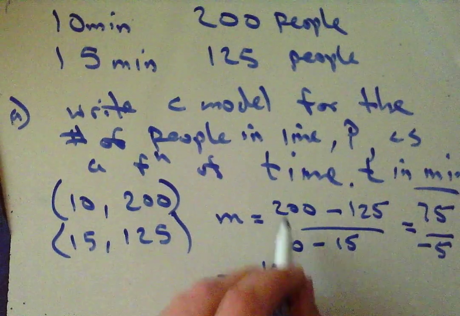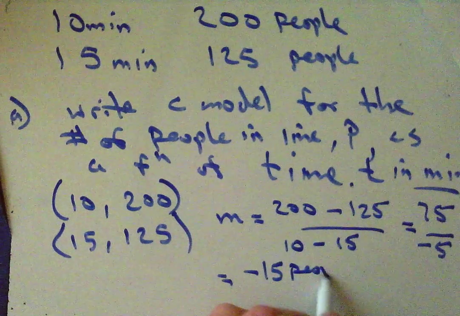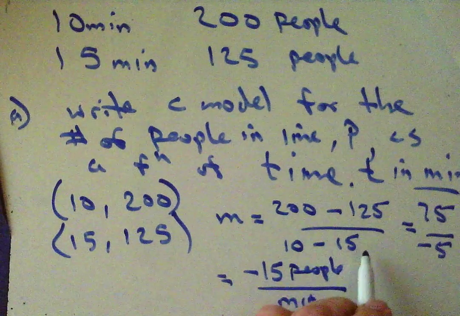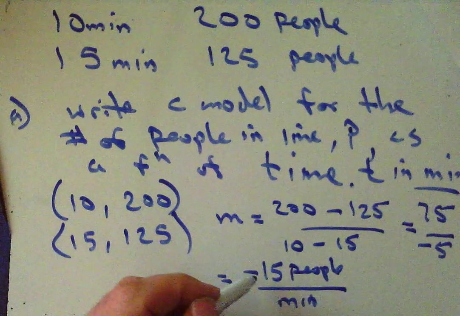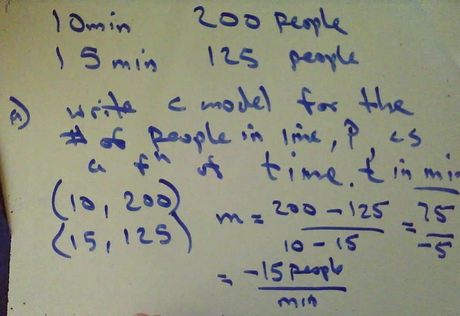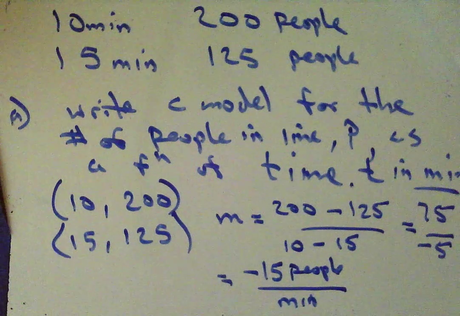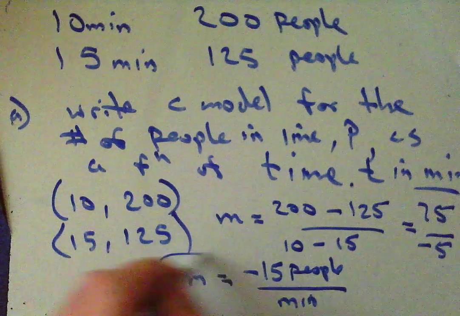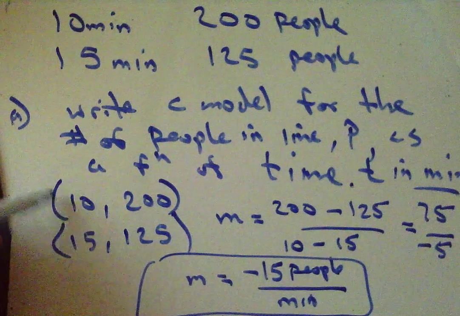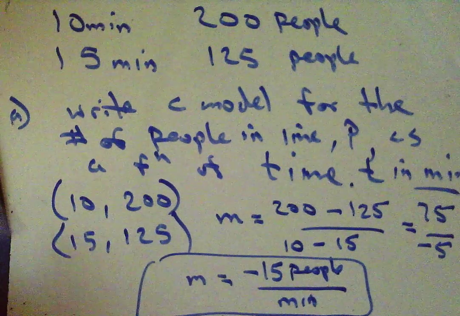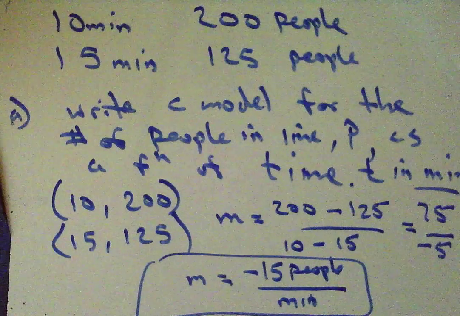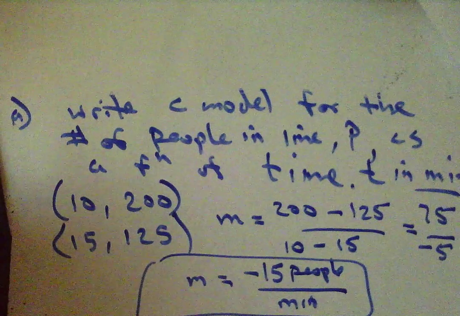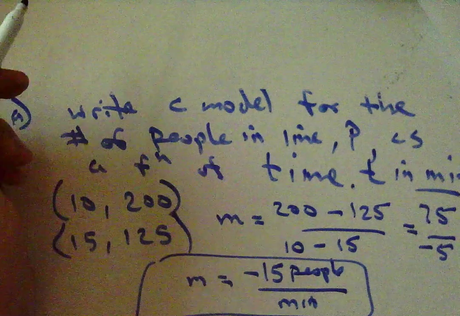And if you want the units, on top are people, and on the bottom are minutes, right? These were 10 minutes and 15 minutes. So the line is getting shorter by 15 people each minute. Well, that's great. Okay, so there's my slope. So now I've got a slope, and I've got some ordered pairs. I don't know the starting amount, so I can't use that nifty shortcut: ending amount equals rate of change times the variable plus the starting amount.